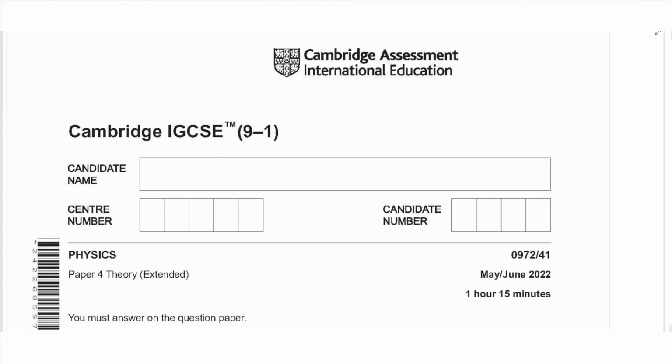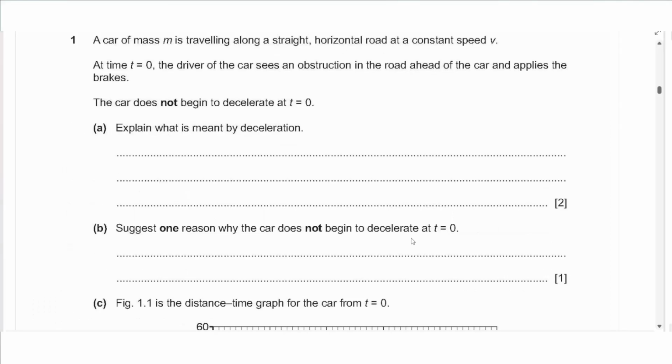In this video I will be solving the paper 4 exam for May-June 2022, variant 1. Question 1 says, a car of mass m is traveling along a straight horizontal road at a constant speed v. At time t equals 0, the driver of the car sees an obstruction in the road ahead of the car and applies the brakes. The car does not begin to decelerate at time t equals 0. Explain what is meant by deceleration.